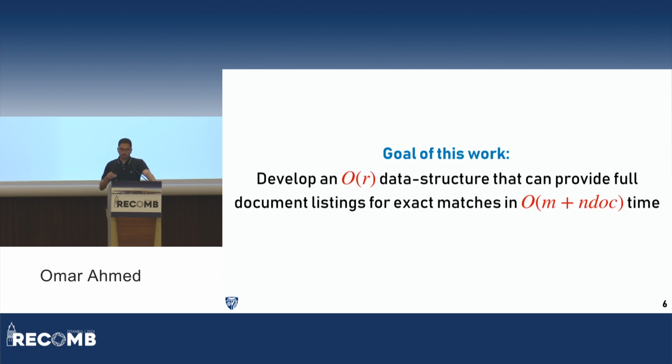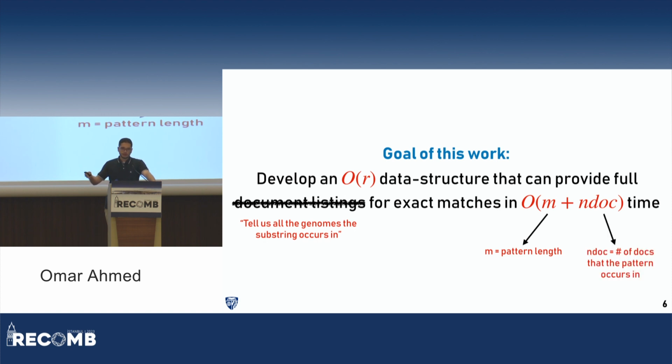So now, getting to this work and to describe what we want to accomplish: we want to develop an OVR data structure that can sit alongside a run-length encoded BWT and allows us to get full document listings in O of M plus ndoc time. If I parse out this statement, when we say document listings, all I really mean is I want to figure out all the genomes that a substring occurs in. Looking at the complexity, M equals the length of the pattern, and ndoc refers to the number of documents the pattern occurs in. This is really the optimal time you could hope for, where you have a substring, you process that substring, and then you figure out what documents it occurs in. So this is the overall goal we hope to achieve.